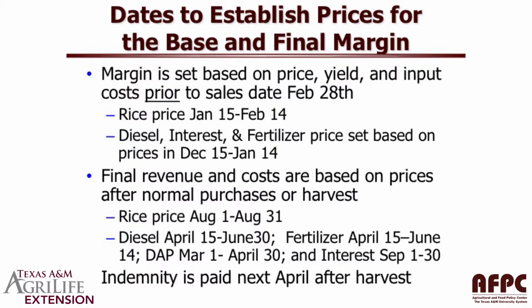So they're looking at rice price August 1st to August 31st, and diesel in April, June, fertilizer in April, June, DAP in March, April, and interest September 1 to September 30th. The indemnity, I want to point out in this slide, is that indemnity is paid next April. And so for the 2016 crop, it would be paid in April of 2017.